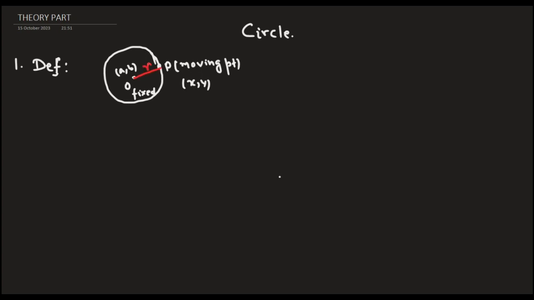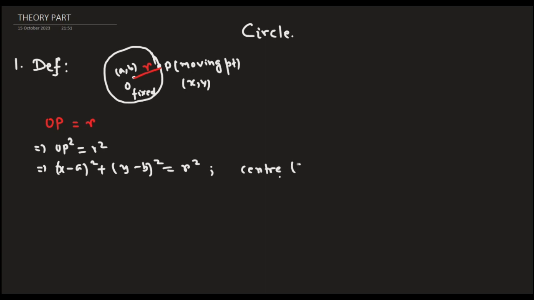So now I am going to apply here the distance formula, so that if OP is equal to the radius r, from here we get OP square is equal to r square. Then OP square is nothing but x minus a whole square plus y minus b whole square, which is equal to r square. So this is the equation of a circle with center a comma b, and radius r.